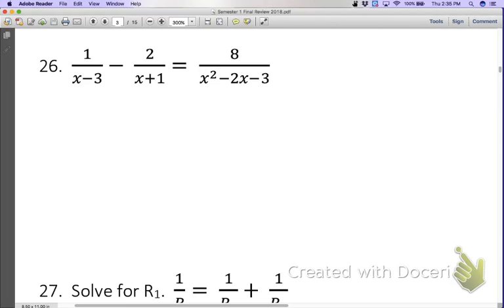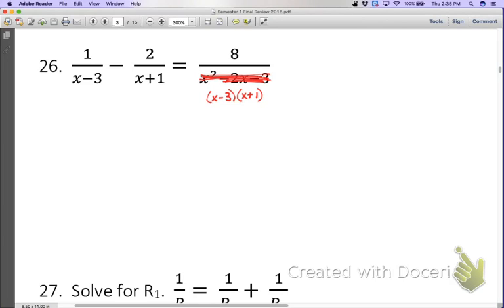Okay? So first thing I want to do, since I have two binomials, the x minus 3 and the x plus 3, and then I have the trinomial of x squared minus 2x minus 3, I'm going to factor out the bottom of the trinomial. So this is going to be x minus 3 and x plus 1. So now I'm basically just rewriting that one another way.